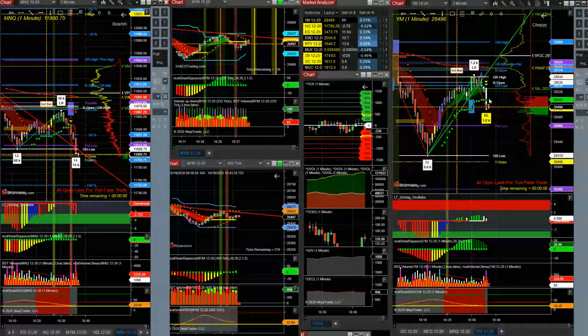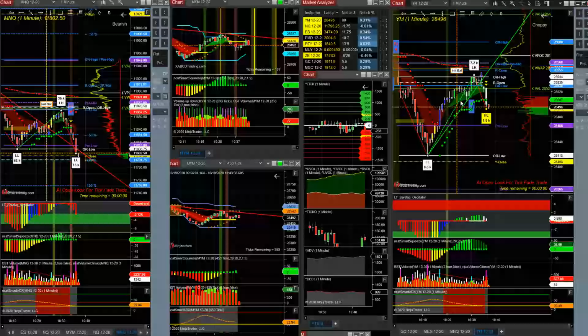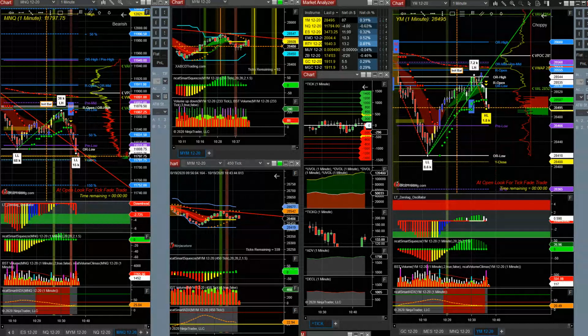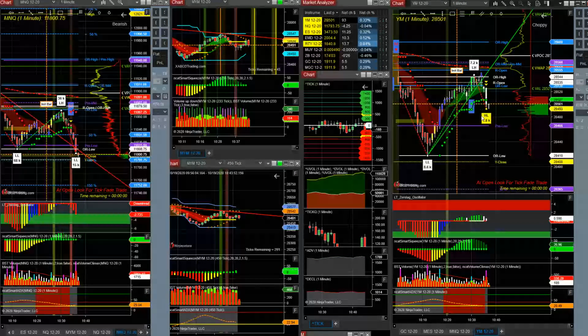YM is technically still in an uptrend. So we get a lower low, a lower high, we pivot down. Now you can notice that the swing becomes short, or from a lower high, we get a higher low.